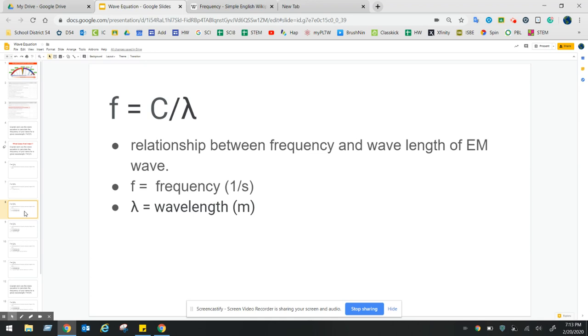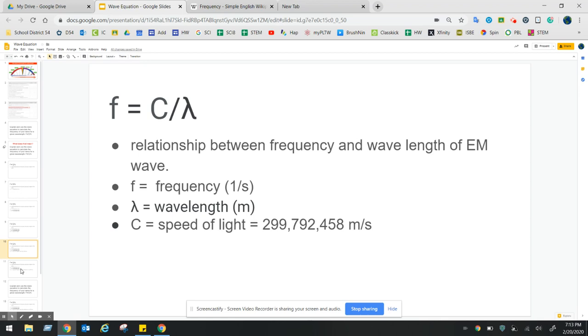Next, we have the wavelength. The wavelength is always given in meters or some form of that. And then we know the speed of light, and we also know the amount: 299,792,458 meters per second. That's a mouthful.